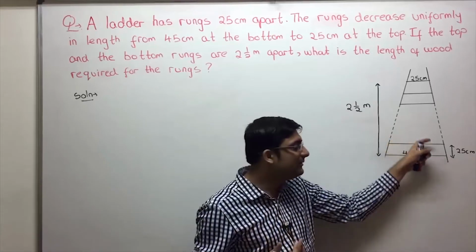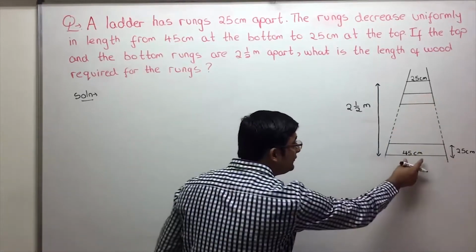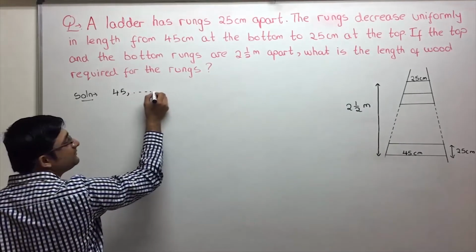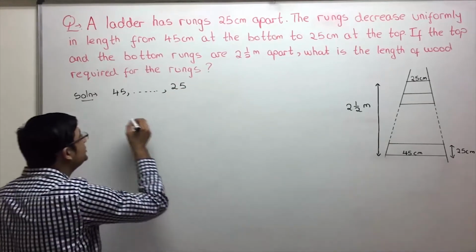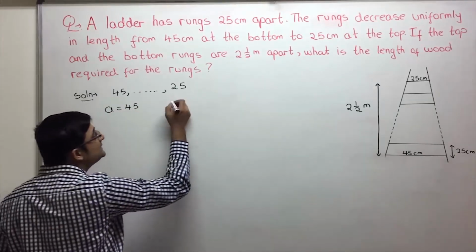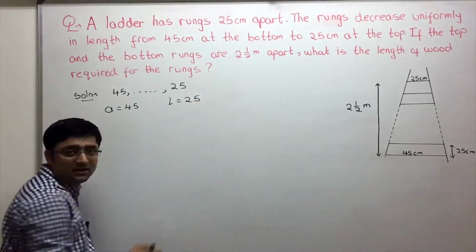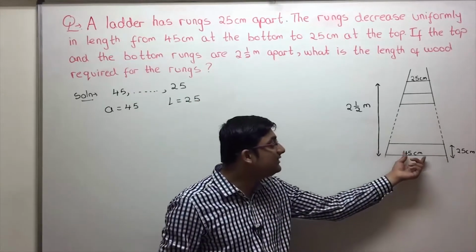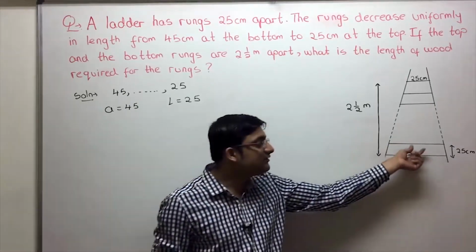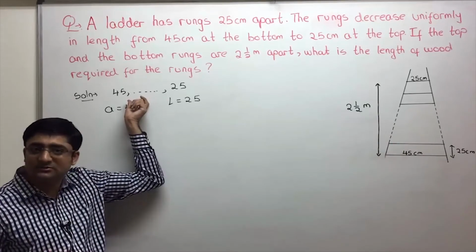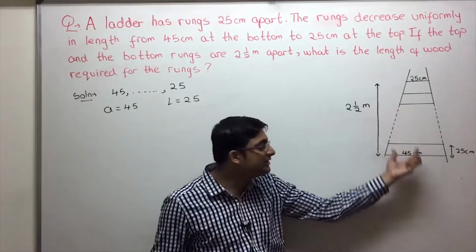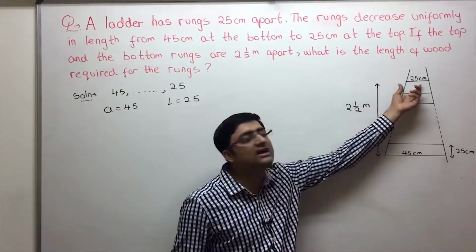So what am I getting over here? Basically, we have an AP whose first term is 45. So we have an AP 45, something, something, till 25. Is this clear? The first term of this AP is 45. The common difference we do not know. The last term of the AP is 25. Because the length decreases uniformly, each term in this AP represents the length of a rung. That means the difference between consecutive terms is the same. Hence it's an AP, whose first term is 45 and whose last term is 25.